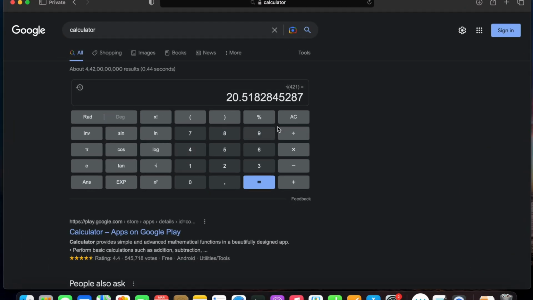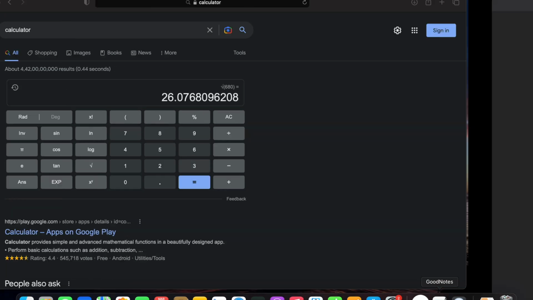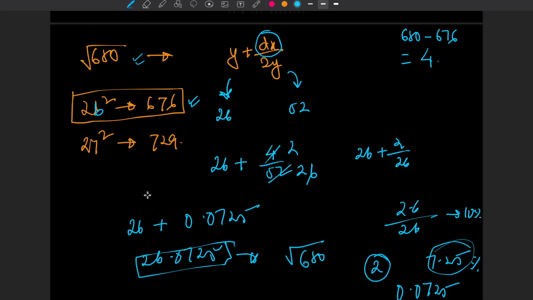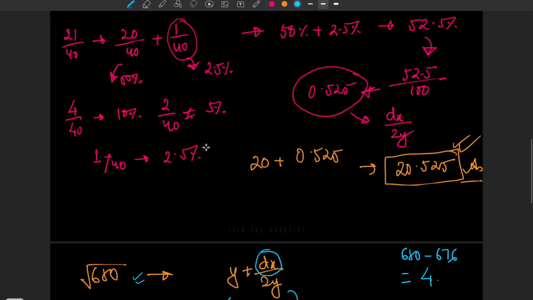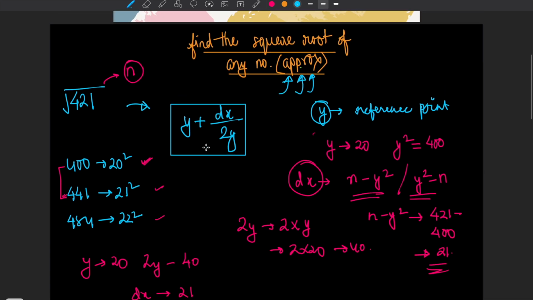26.0725. The square root of 680 is 26.07. 26.07. See, we are very close. So this is the process. I'll give you a very quick rundown of exactly what happened here.